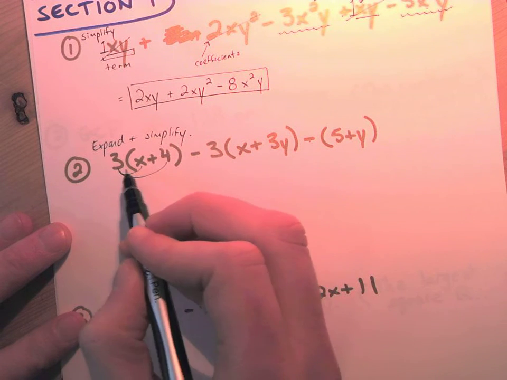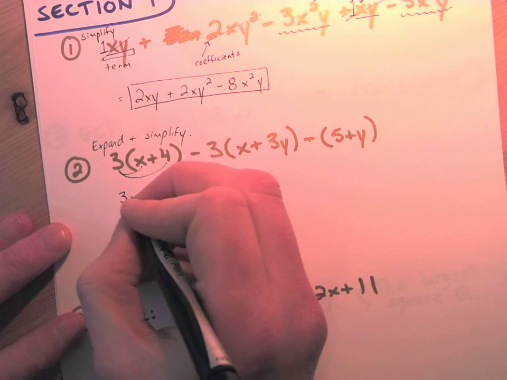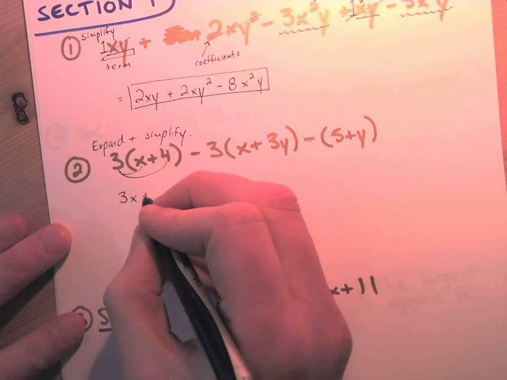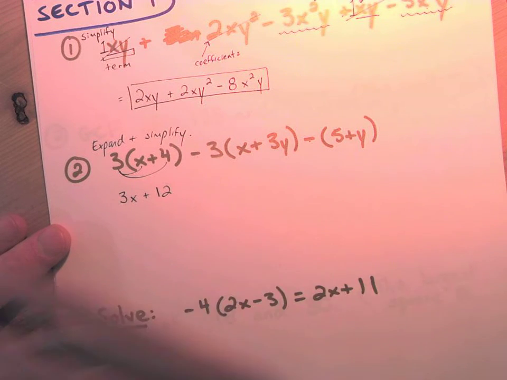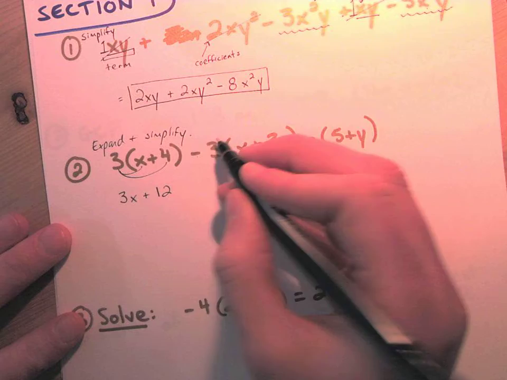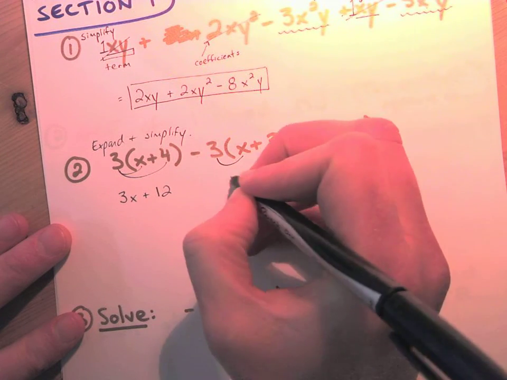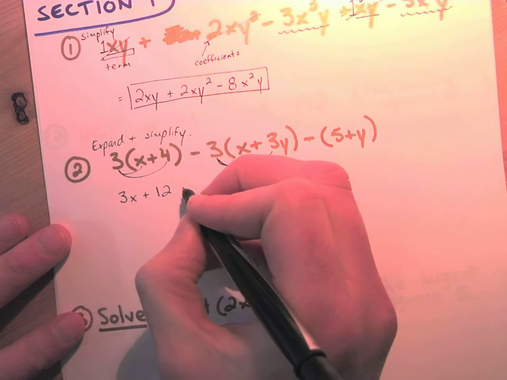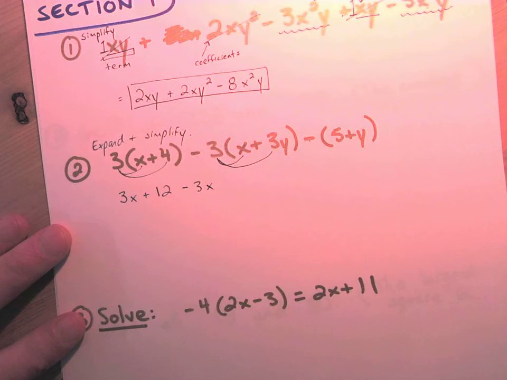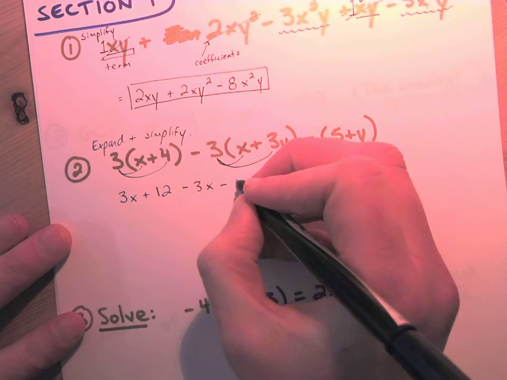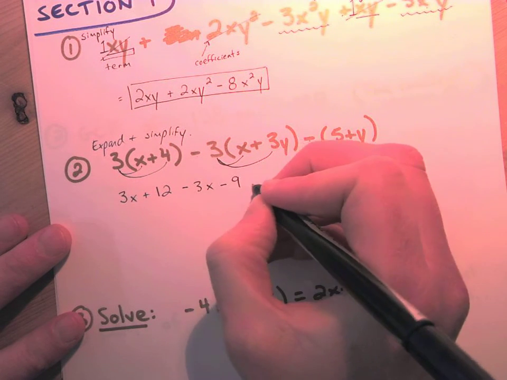Okay, so we'll go 3 times x gives us 3x. 3 times 4, we have to carry that plus sign, plus 12. 3 times 4 is 12. So this whole thing is actually this. Now we're going to expand this next one, negative 3 times x, negative 3 times 3y. Okay, negative 3 times x is negative 3x. And then we go over negative 3 times 3y is negative 3 times 3 is 9 with a y.